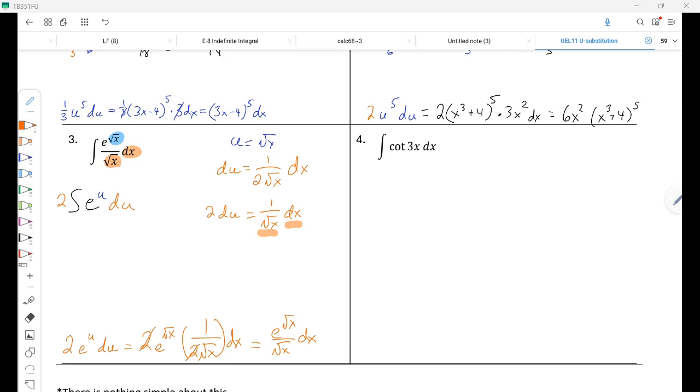So anyway, world's easiest antiderivative. An antiderivative for 2 e to the u is, exactly, so our answer is 2 e to the u plus c. And then that's just going to be 2 e to the square root of x plus c.